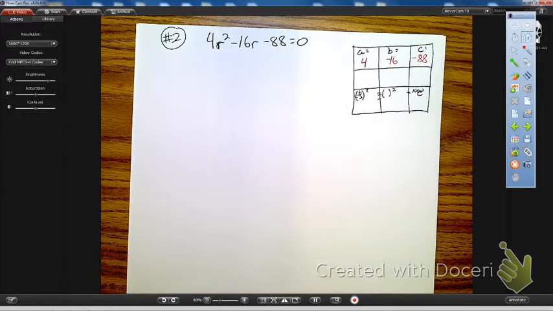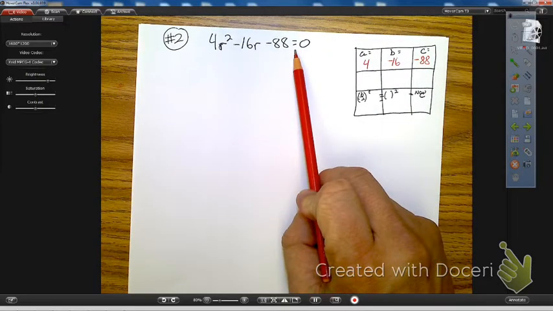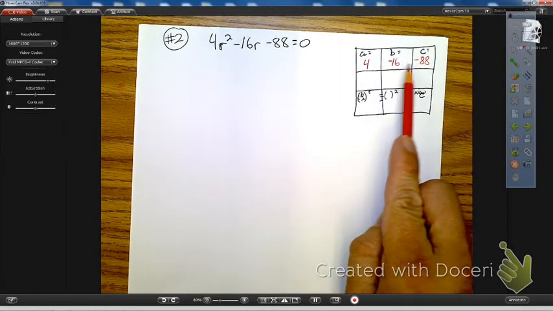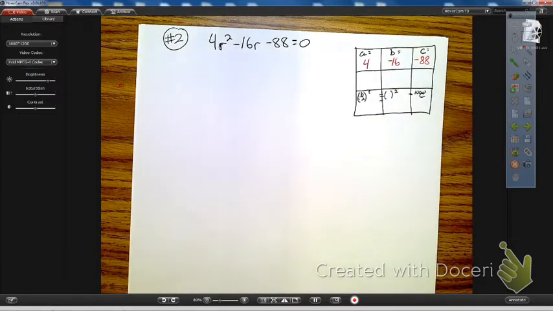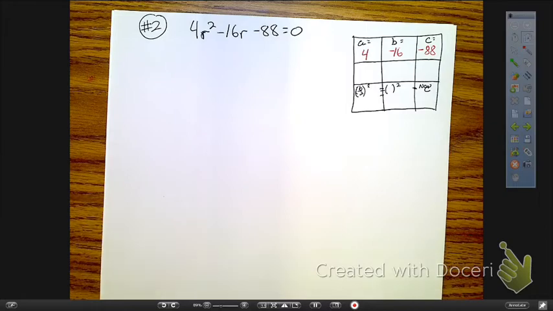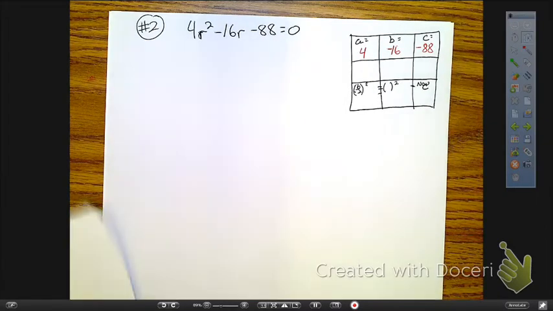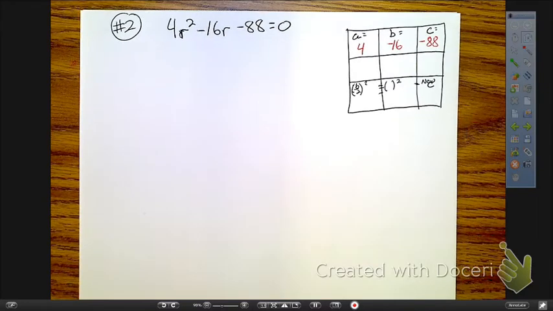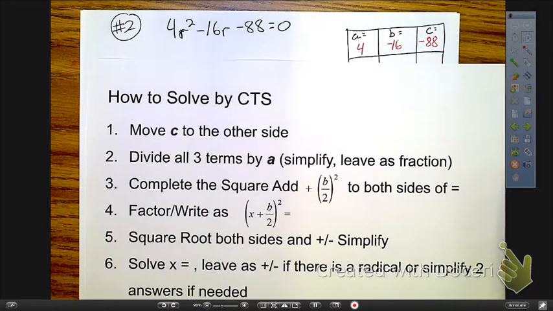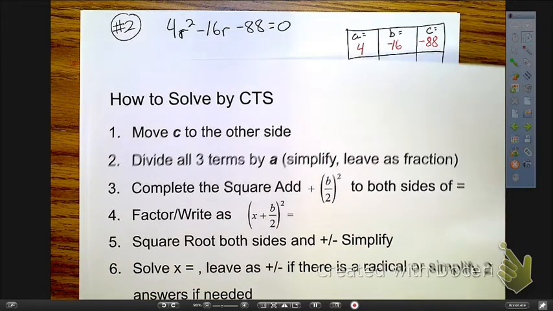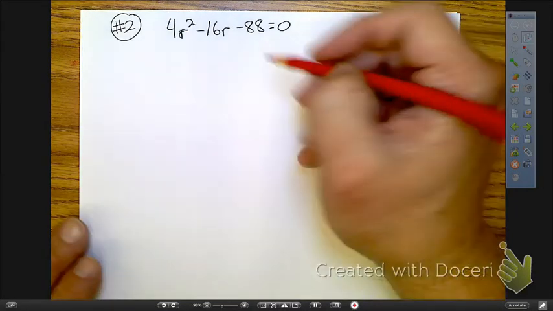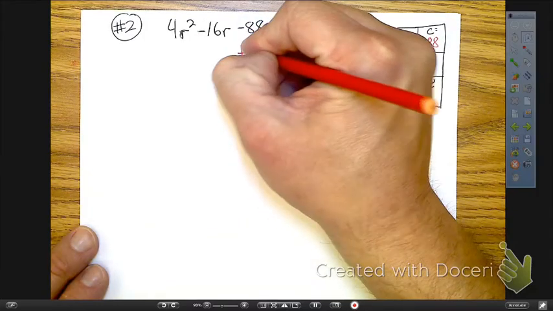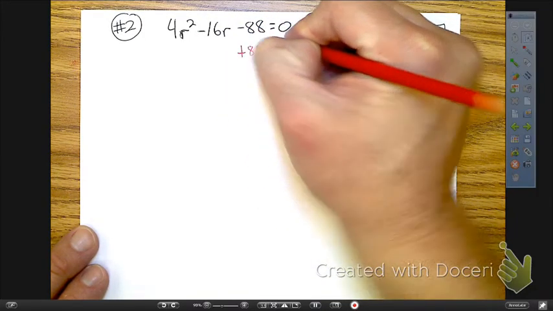Before we can do step 1 of our steps, we need to make sure our equation is written in standard form. It equals 0, and we know what a, b, and c are. Now that we know what a, b, and c are, we can start using our steps to solve the equation. Step 1 said move c to the other side. So, minus 88 is c. I'm going to add it to both sides of the equation.